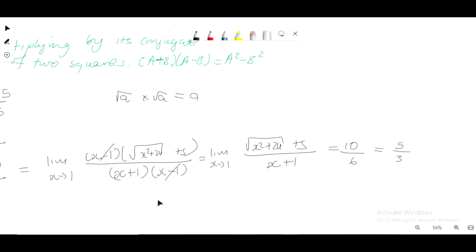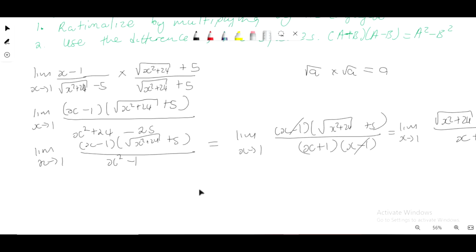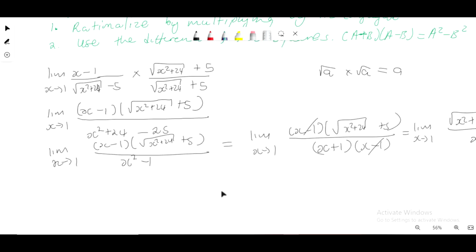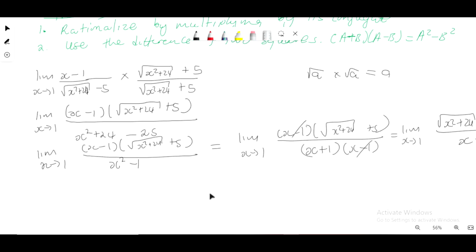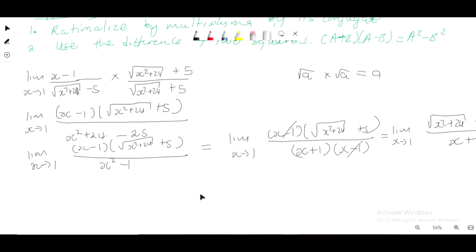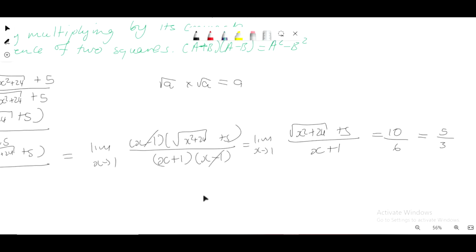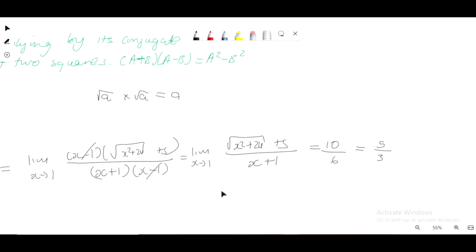Okay. Let's double check our work, guys. Now everything is in order, guys. Everything is in order. So now you have learned how to determine a limit using surds.